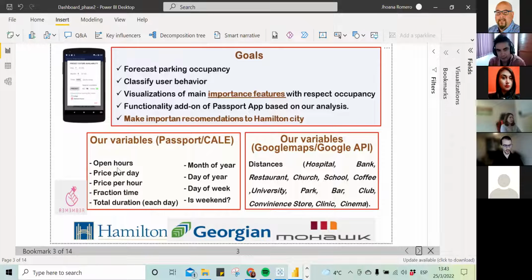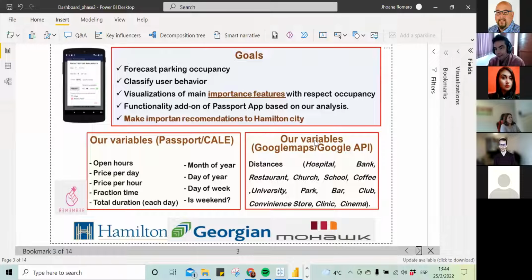What were our variables? There was a mix of 3 kinds of variables. The first comes from the data set that the organizers have provided us, like the open hours, price per hour, month of year, day of week, is it weekend or not, and total duration, which is the sum of the duration time of all the cars which were parked at a specific lot.